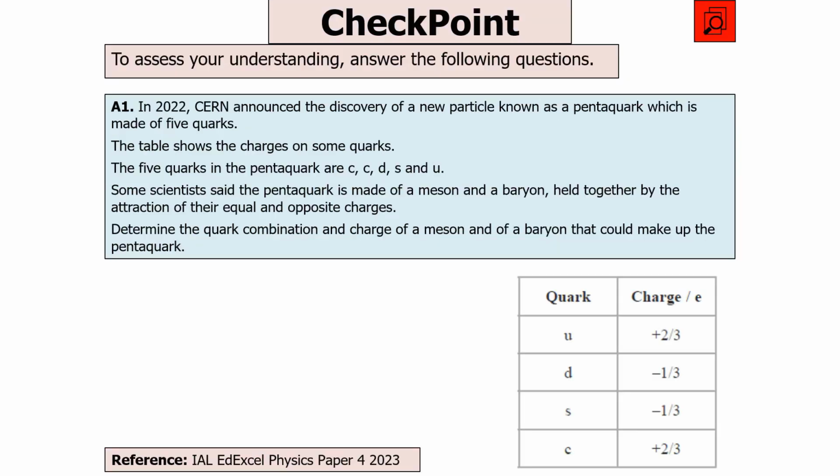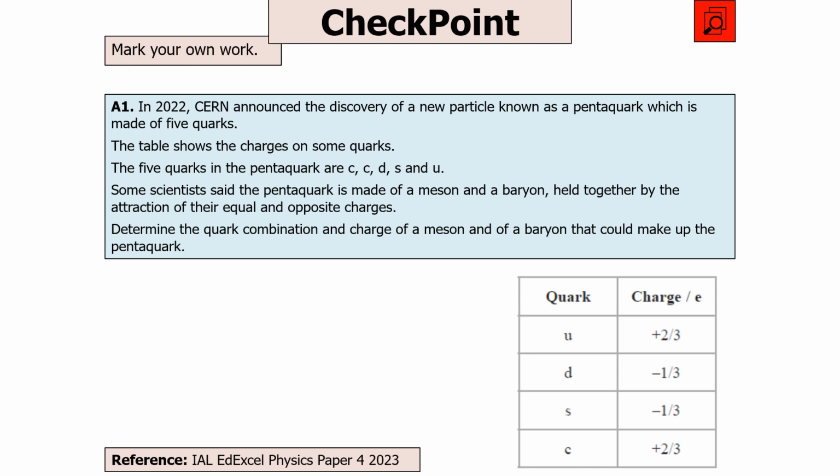Right, the next question says, in 2022, CERN announced the discovery of a new particle known as a pentaquark, which is made of 5 quarks. The table shows the charges on some quarks. The 5 quarks in the pentaquark are C, C, D, S and U. Some scientists say that the pentaquark is made of a meson and a baryon, held together by the attraction of their equal yet opposite charges. Determine the quark combination and the charge of a meson and of a baryon that could make up the pentaquark. So pause the video now, then unpause the video and you'll want to go through your answer.